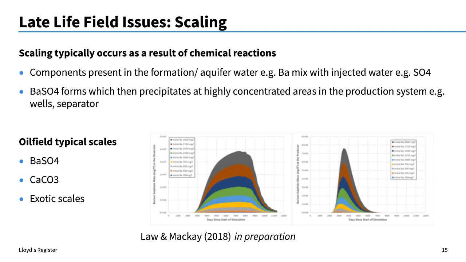As I mentioned, scaling typically occurs as a result of chemical reactions with components in the formation water, which is then mixed with the injected water. And again, precipitation occurs where we have concentrations. So you would expect to see that within the production system, in the wellbore, in the production flow lines, and into the actual separator system where the fluids are being separated and concentrated together and they mix together.